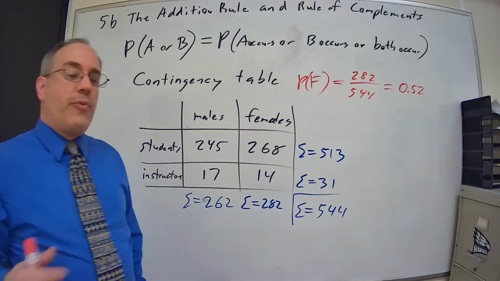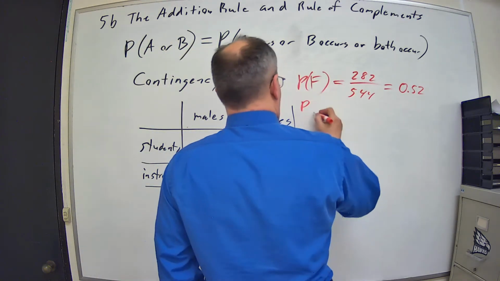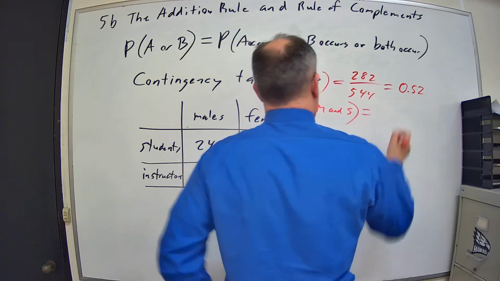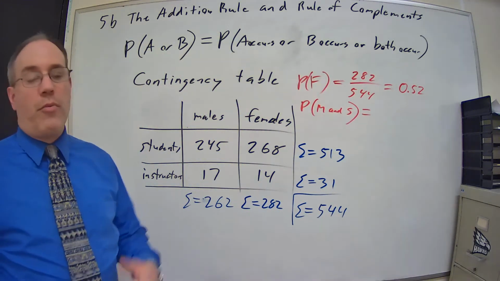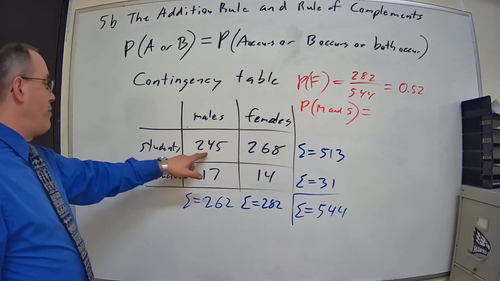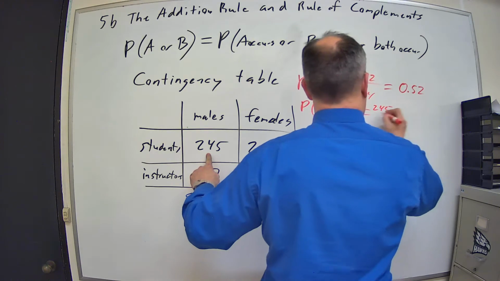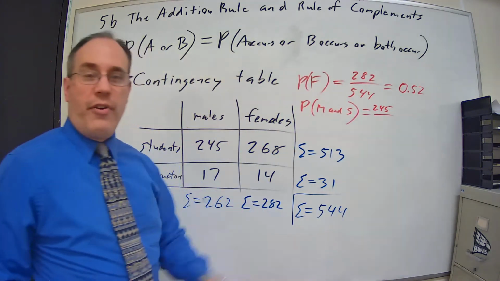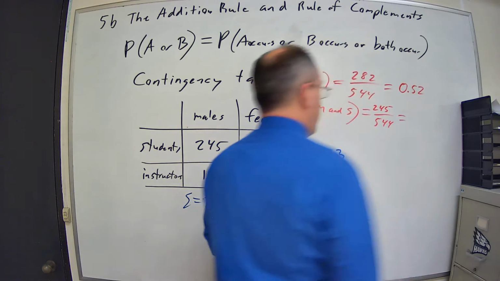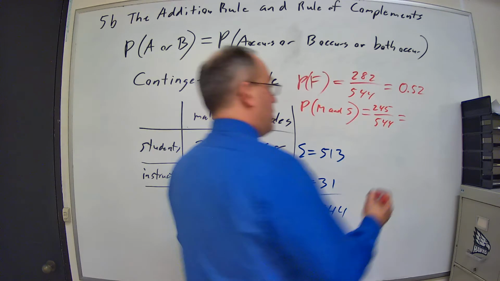What's the probability that we select a male student? Someone who's male and a student. If they're a male student, they're both male and a student. Well, we have 245 male students out of 544. Turning that into a decimal, that's about 0.45.